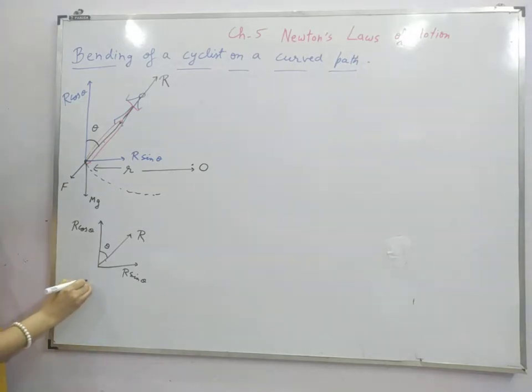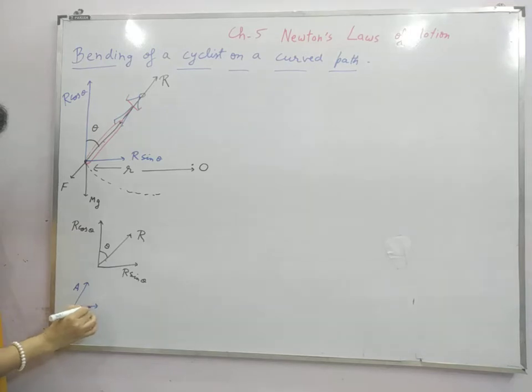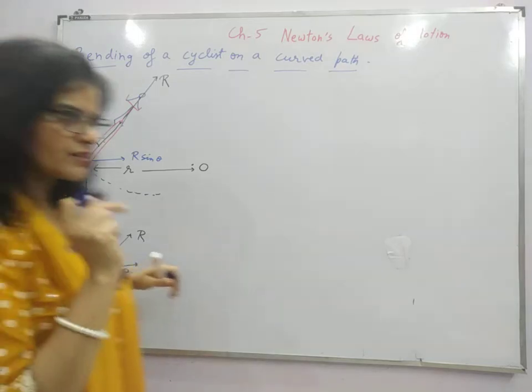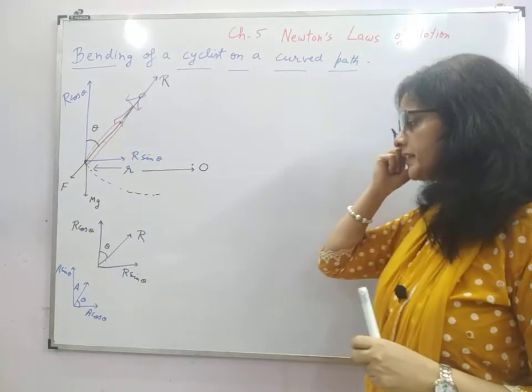Why so? Just recall the forces. If a vector A is there, and the angle theta is there, then one component is A cos theta along the theta direction and the other component is A sin theta.